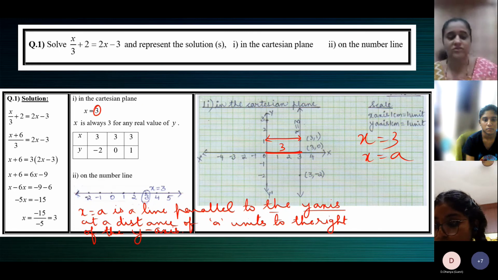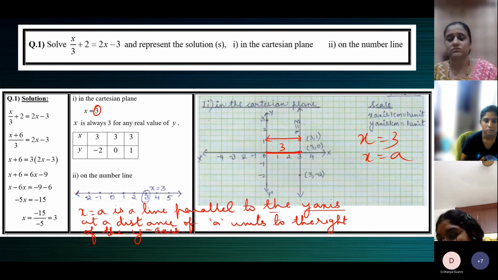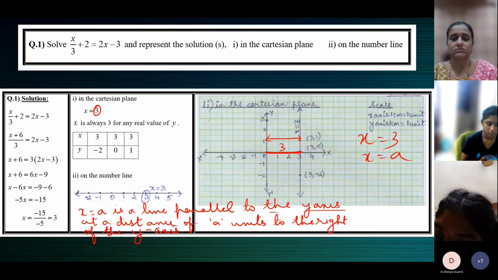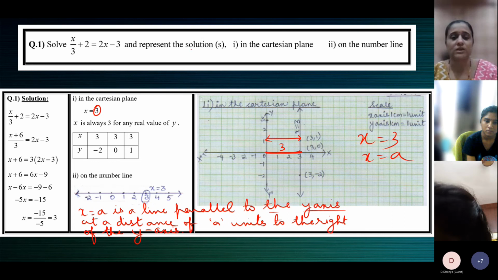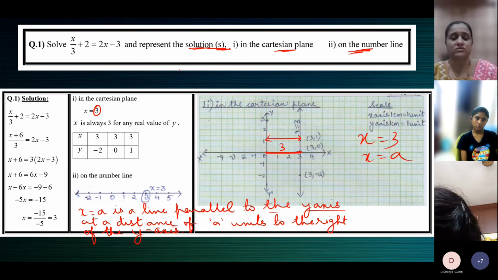X is equal to A is a line parallel to the y-axis at a distance of A units to the right of the y-axis. Now, why does the question say represent the solutions? Because on the number line, it is a solution, but in the Cartesian plane, solutions. That is why we have S in the bracket here. Because on the number line, it's only one solution. In the Cartesian plane, many solutions.